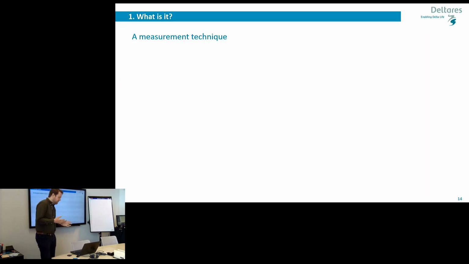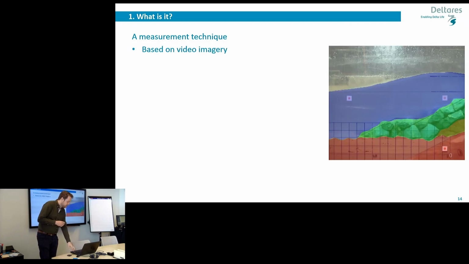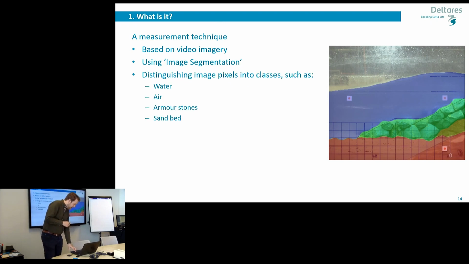It's a new measurement technique making use of video imagery and using image segmentation, which is something that we'll also end the course with on how to do that. And what we essentially want to do is classify an image, or a frame of a video, the pixels of that image into different classes that are meaningful to us.